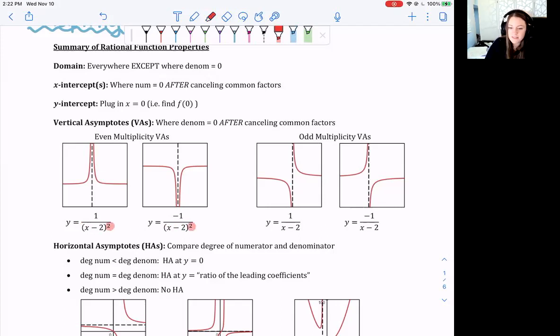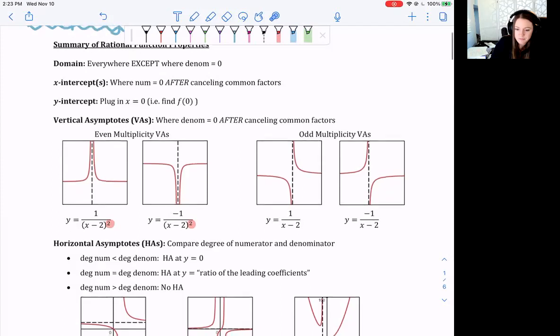And you can see down here that these are even multiplicities because they're raised to the second power. Whereas over here, the multiplicities are 1 because they're raised to the first power. If your vertical asymptotes have an odd multiplicity, then they're going to go opposite directions on either side of the asymptote. So one side will go down and one side will go up. So this is something we hadn't talked about yesterday, but it is an important thing to know.